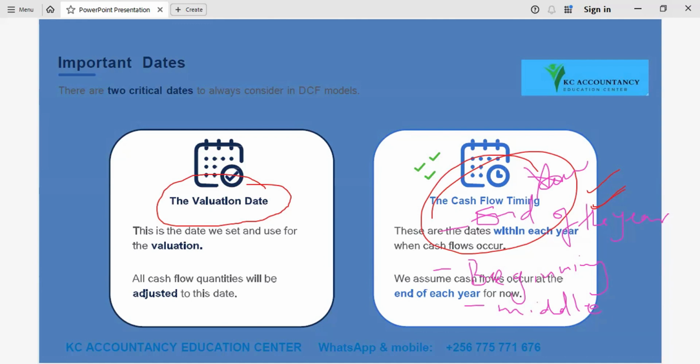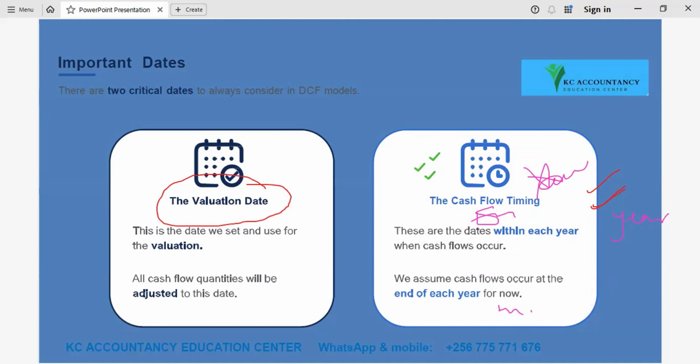Now, for the purposes of a simplified compact model, we are going to assume that these cash flows are occurring at the end of each year. This is what I want us to put in focus. For now, for these simple methods as we are talking about them, we are going to assume that these cash flows are coming in at the end of the year.